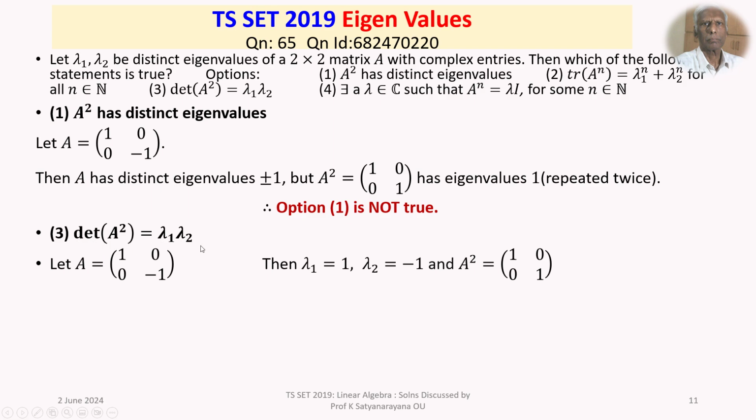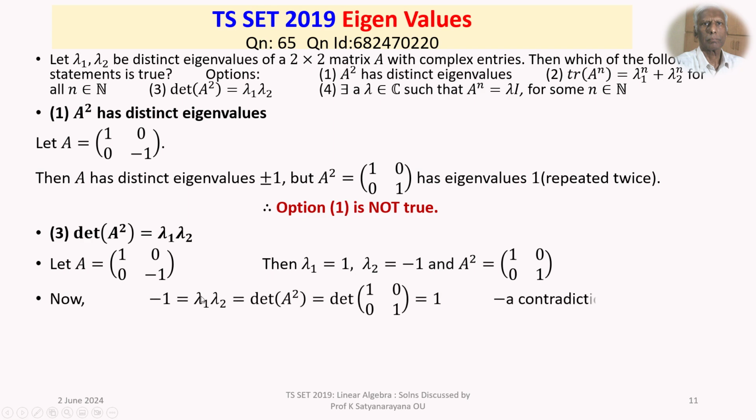Then in that case, lambda 1 times lambda 2, that is 1 into minus 1, is equal to determinant of A square, which is determinant of the identity. The determinant of identity is 1. So if you assume option 3 is true, then you will get a contradiction. What is the contradiction? Minus 1 is equal to 1, a contradiction. So your assumption that option 3 is true is not true. Therefore, option 3 is not true.